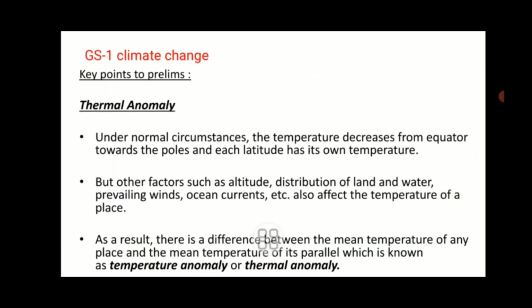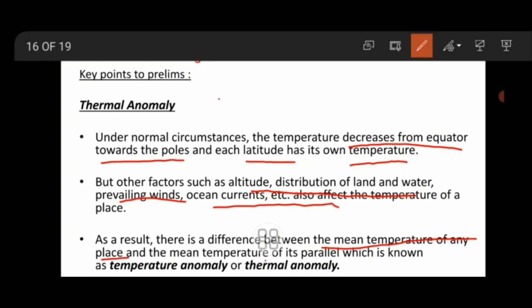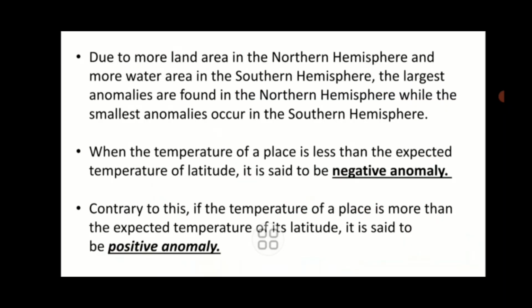Temperature anomalies, or thermal anomalies. This comes under GS1 climate change. Under normal circumstances, temperature decreases from the equator towards the poles, and each latitude has its own temperature. Other factors like altitude, distribution of land and water, prevailing wind conditions and ocean currents also affect the temperature of a place. As a result, there is a difference between the mean temperature of any place and the mean temperature of its parallel. That is called temperature anomaly or thermal anomaly.